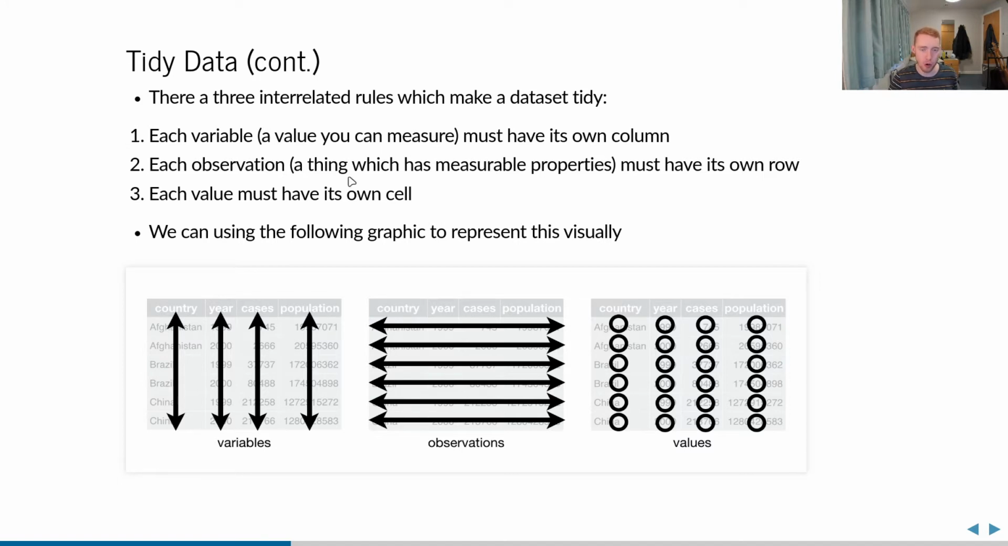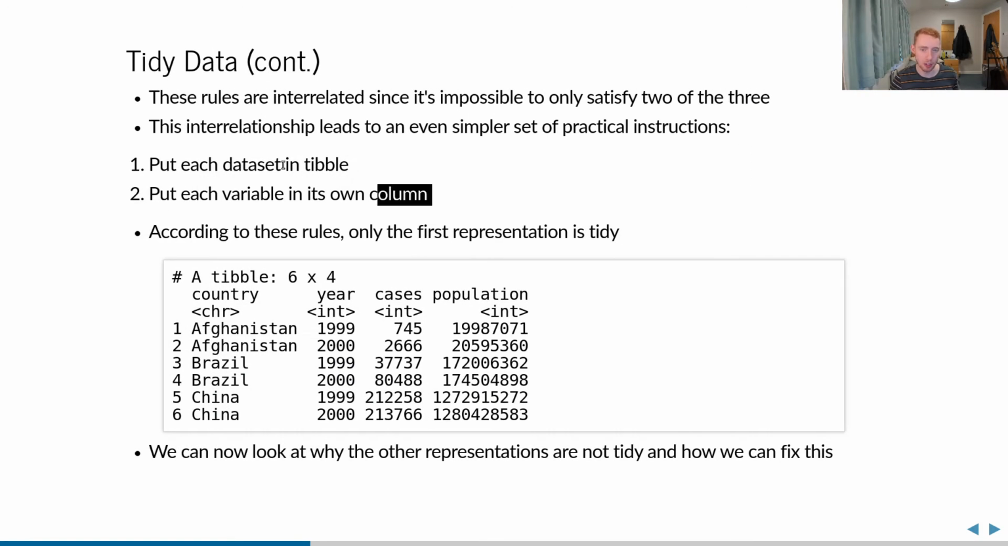And so for disproving tidiness, we use something like these. And for making something tidy, we use these. But you're free to use either. Those are just the easier ones for each scenario. And following these rules, only the first table, table 1, was in tidy format.